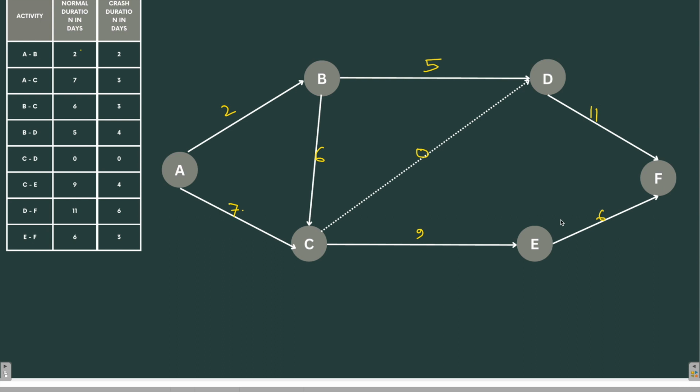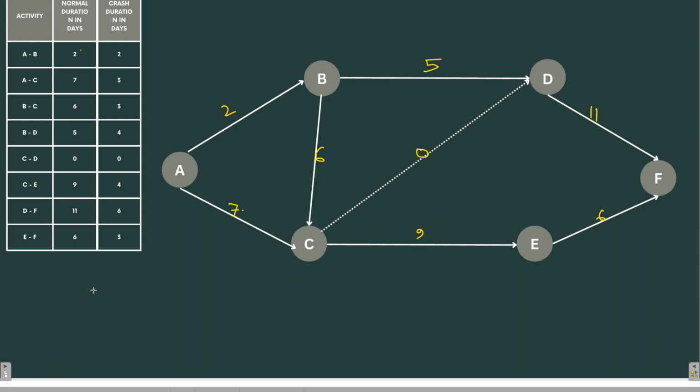Now the next step is to find the critical path. For finding the critical path, we have to follow the same procedure. What is the procedure? First you go through the forward pass, then the backward pass, then you find out the slack, and the activities with minimum slack will be critical. So let's do that. Let me change the color first. Okay, let me start with 0 time. So I'm going through the forward pass.